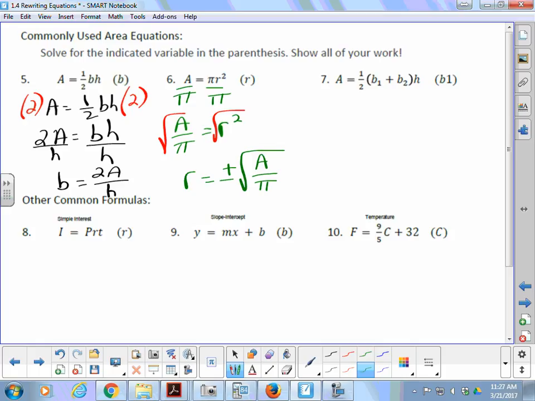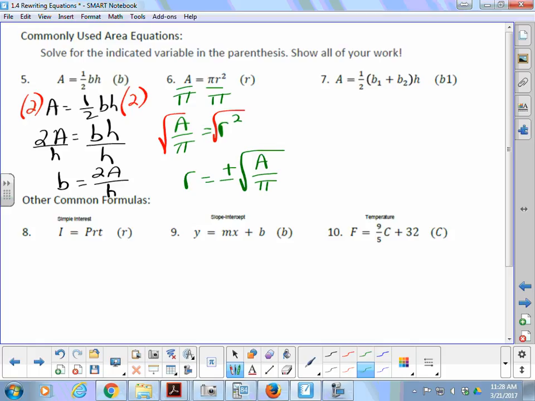So this is the area of a trapezoid. All right. So similar to number 5, the first thing we're going to do is get rid of the 1/2. We're solving for B1, but we want to get rid of everything else before that. We don't want to distribute the 1/2 and distribute the H and then try to solve. We want to do it before that.